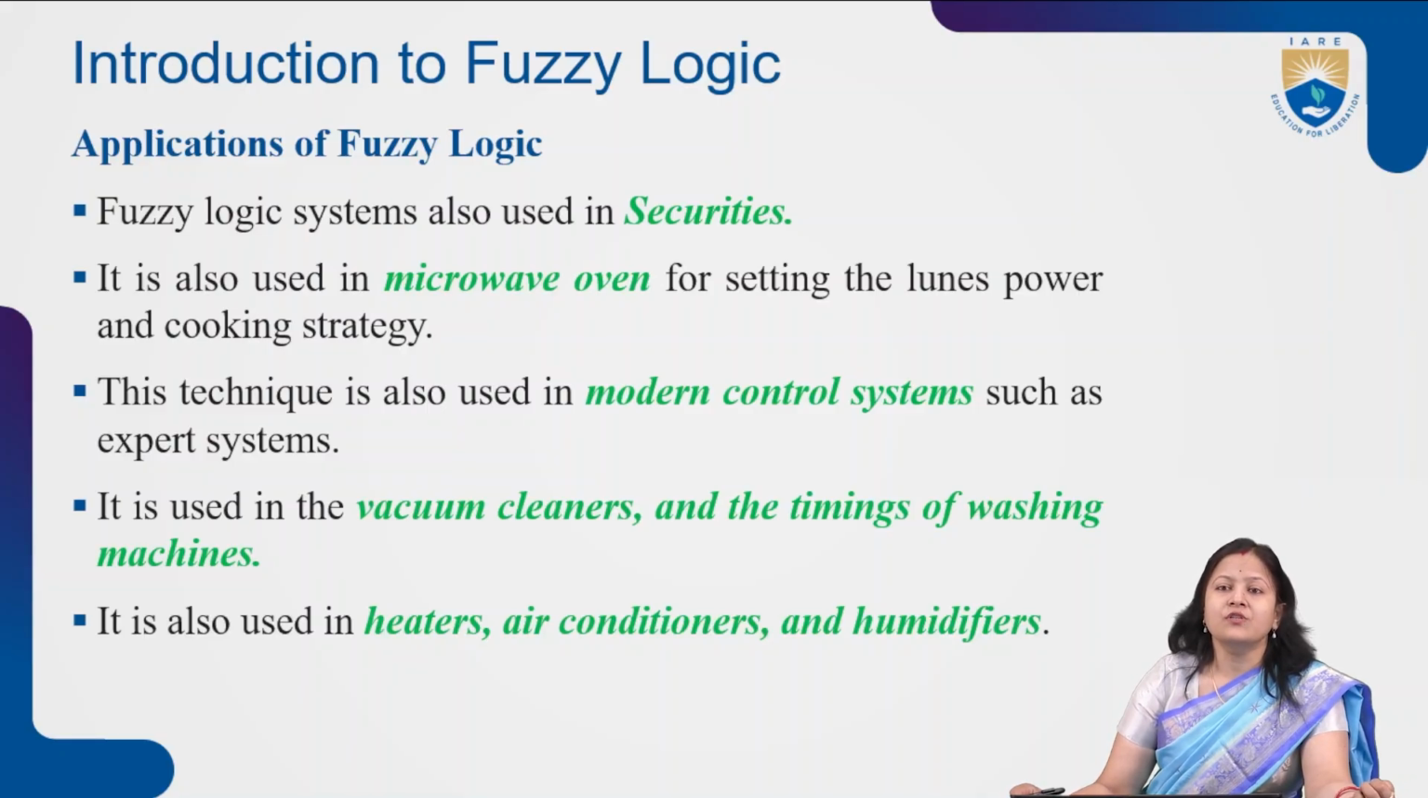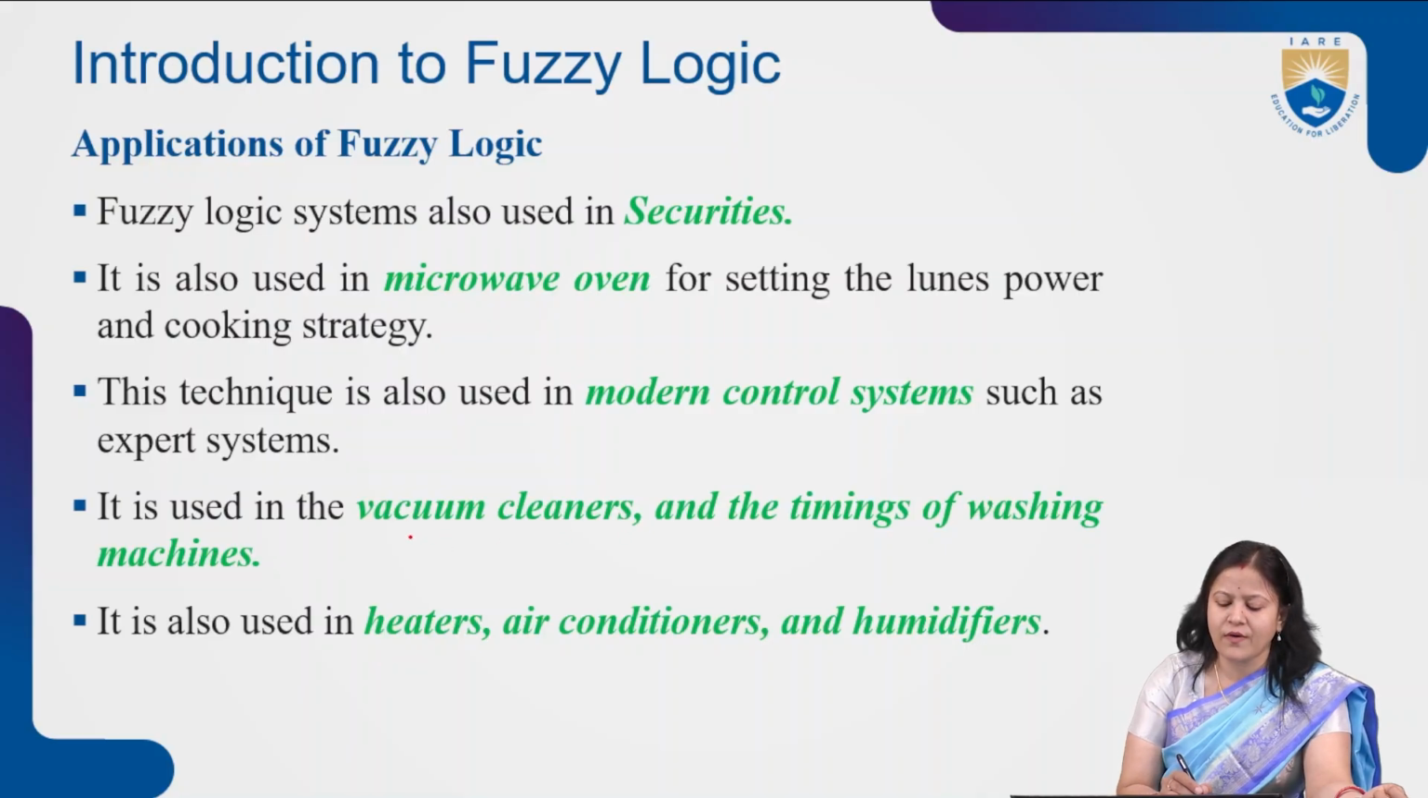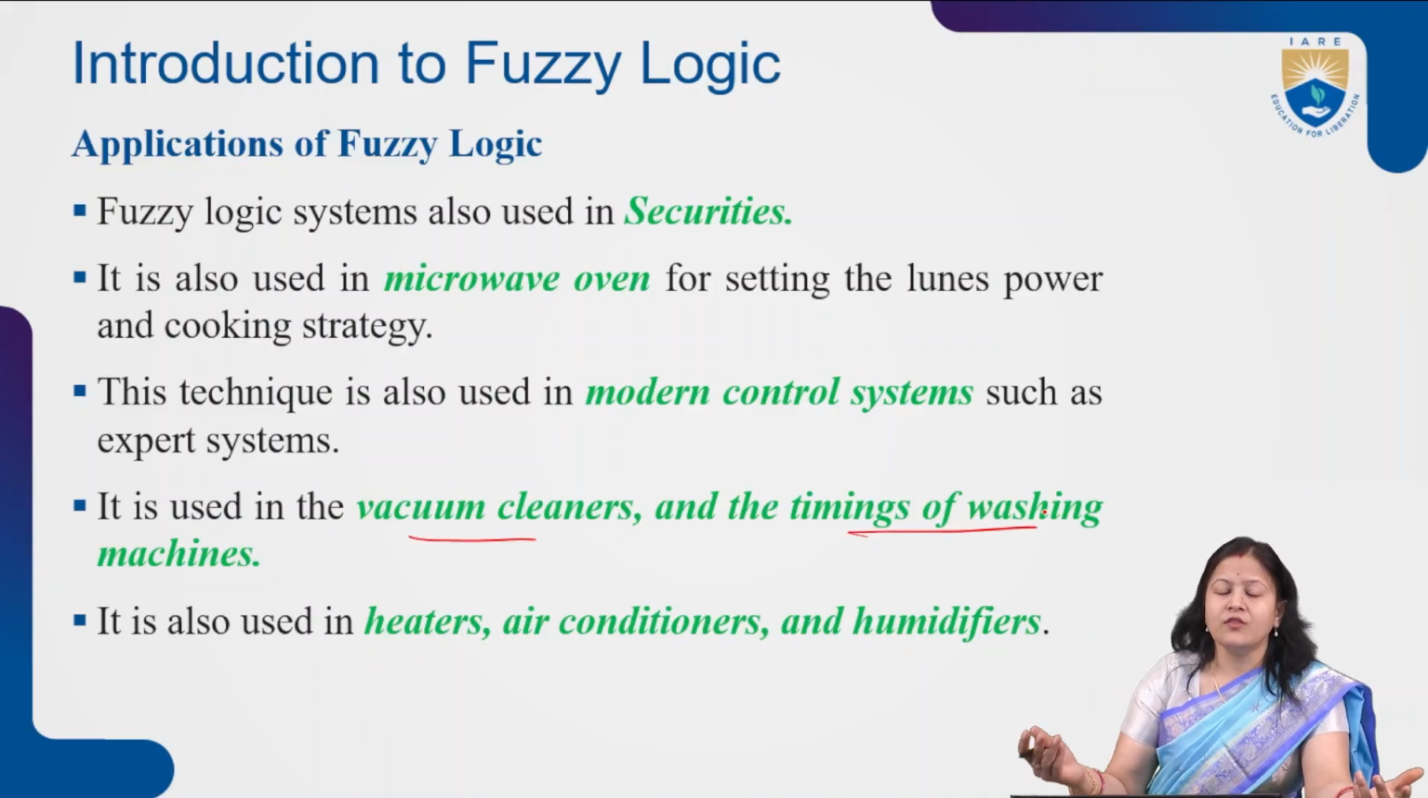This technique is used in modern control systems like expert systems. It is used in the vacuum cleaner and the timing of the washing machine. These are things we normally observe in the vacuum cleaner and the washing machine. The temperature or the flow of water may increase or decrease, depending upon the dirtiness of the clothes. Nowadays we are using automatic machines. What is the meaning of automatic? Automatically it receives the water, cleans, and dries also. But the technology used inside the circuit is nothing but fuzzy logic.